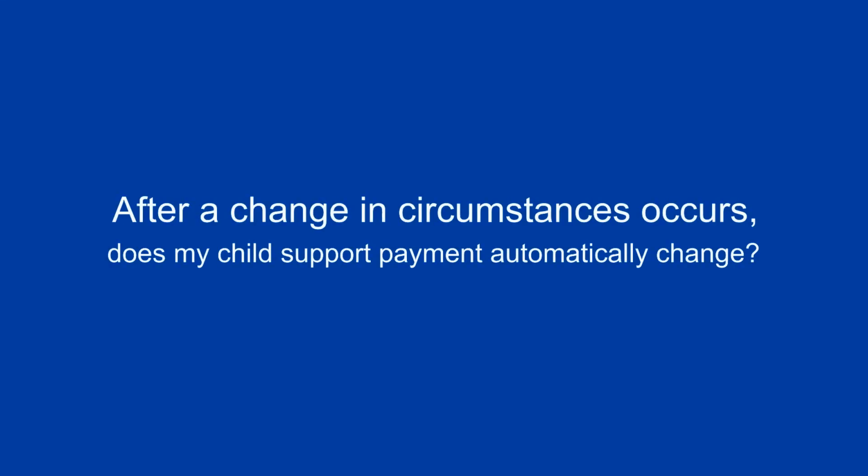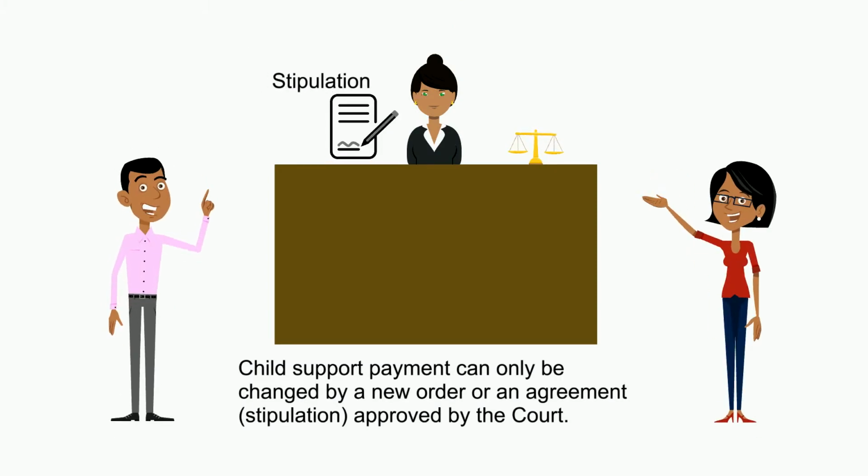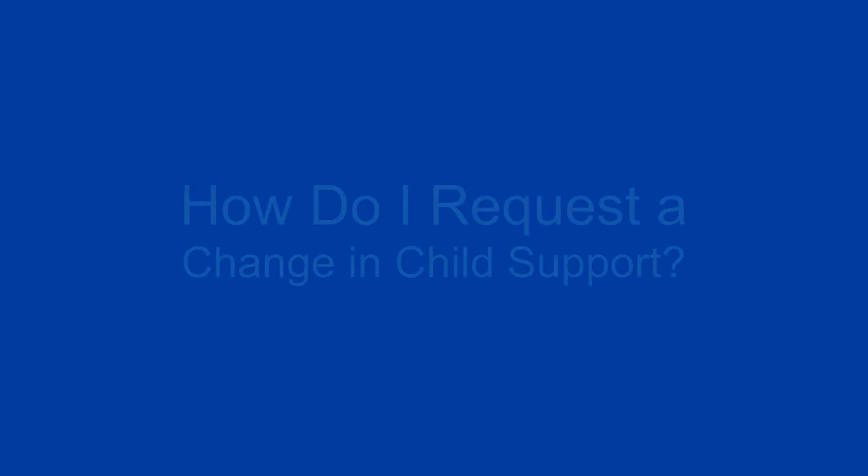After a change in circumstances occurs, does my child support payment automatically change? No. The child support order can only be changed by a new order or an agreement, stipulation, approved by the court. How do I request a change in child support?